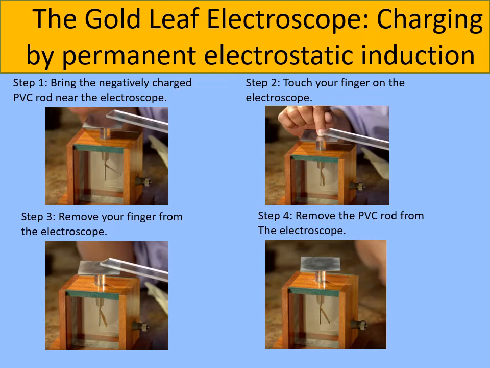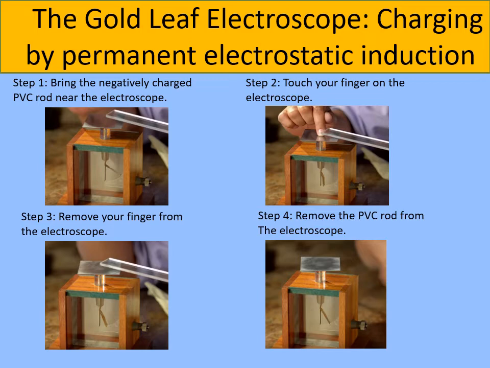Now if you go back to picture 2, the electrons that are repelled by the negative charge on the PVC rod leave through my finger and go to ground, leaving this net positive charge on the electroscope. Then I remove my finger, as in picture 3, and we're left with the electroscope isolated from ground with a net overall positive charge. So now, when I remove the negatively charged PVC rod, as in picture number 4, the positive charge will redistribute and cause a deflection of the gold leaf.